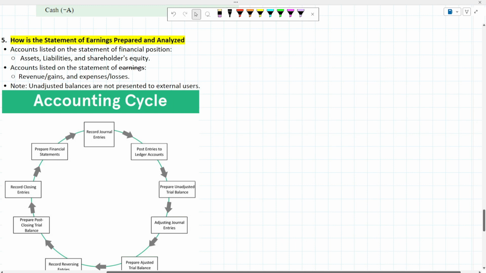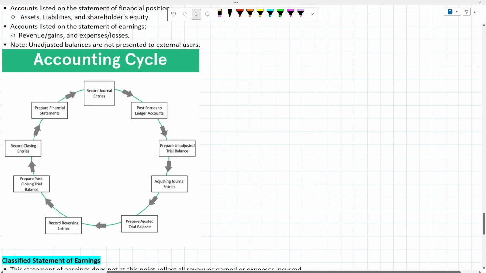That's interesting. So yeah, just pretend like it's the statement of earnings. Revenues and gains and expenses and losses are part of the accounts listed on the statement of earnings. Note that unadjusted balances are not presented to external users. If we ever see a balance that says unadjusted balance, that just means that the accounts and the journal entries weren't properly adjusted. Those that are not adjusted are not presented to external users. Those are just for internal users.